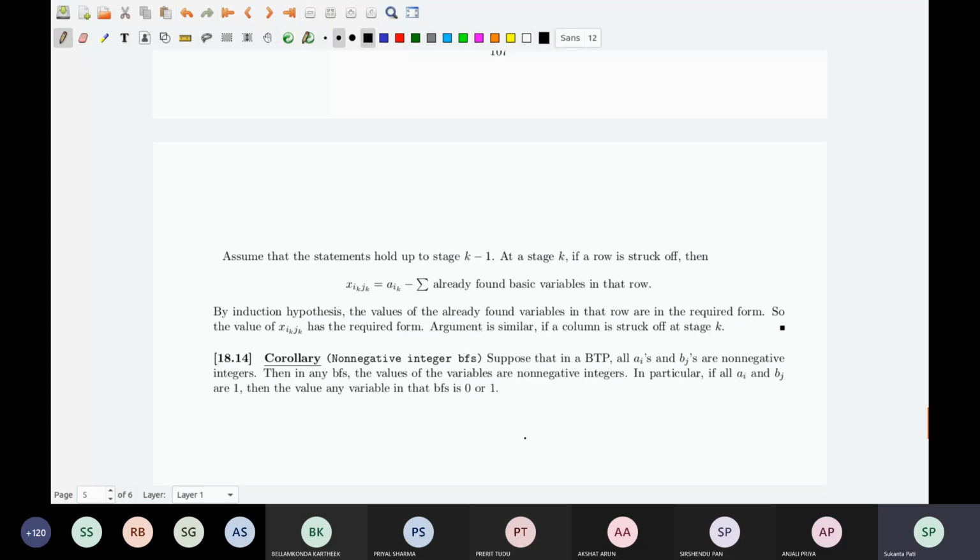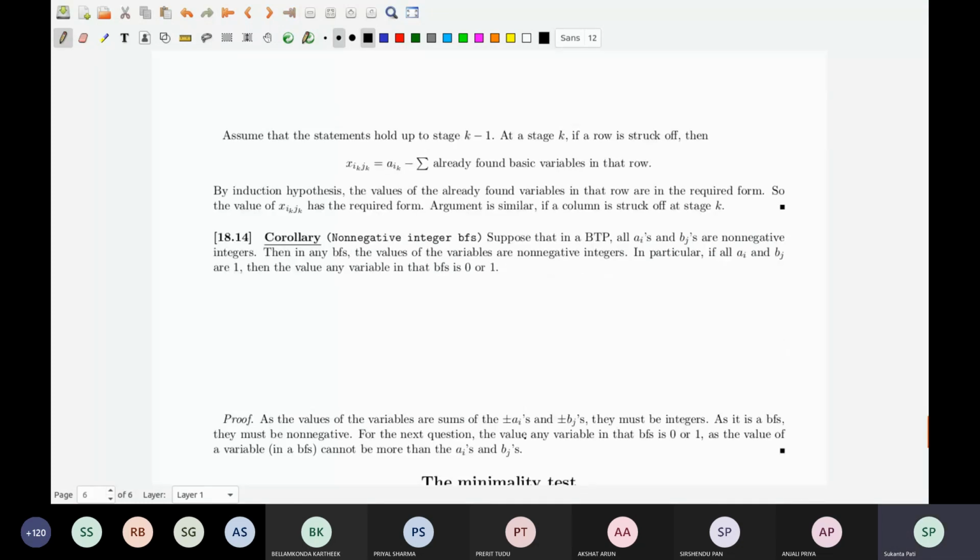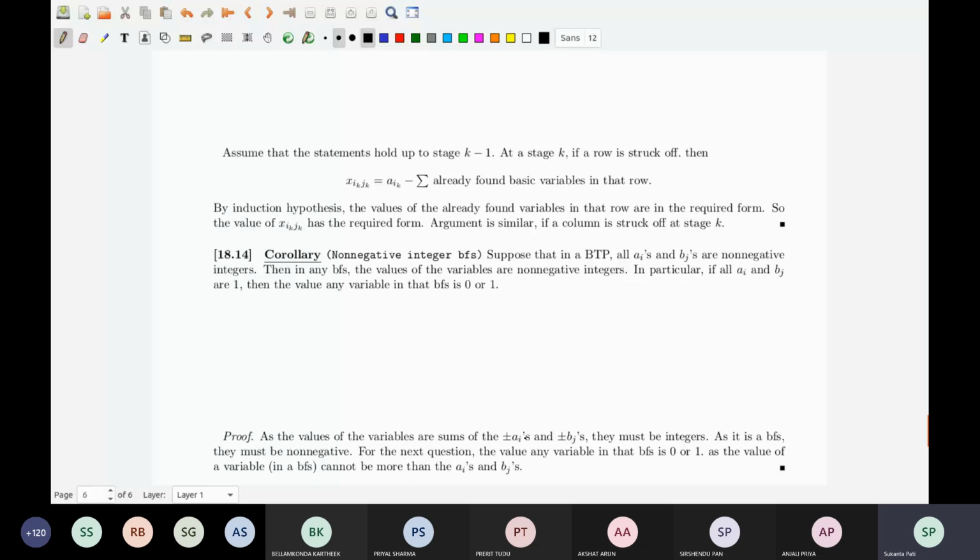So that is all. Okay, so I will stop here today. The minimality test I will talk about in the next class.